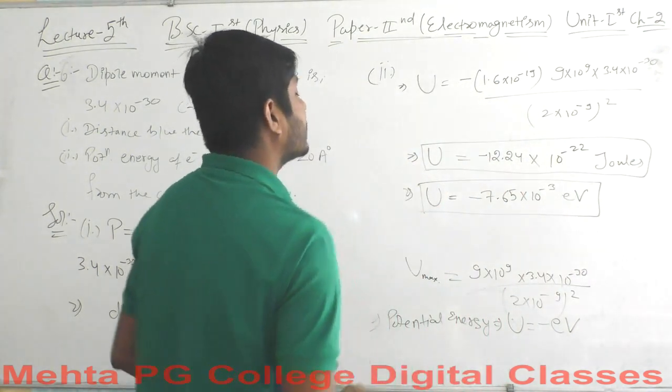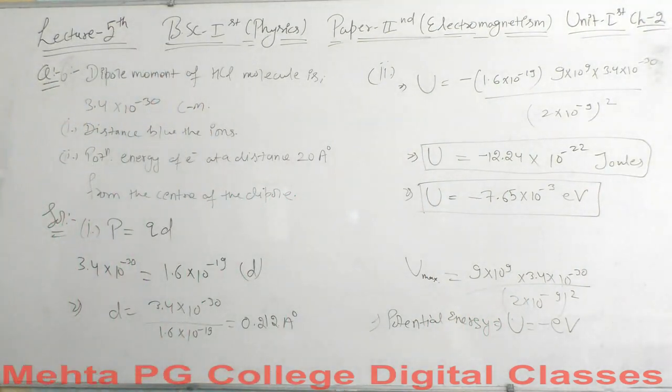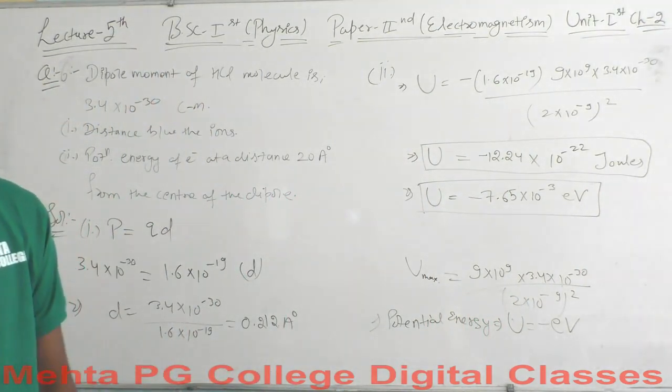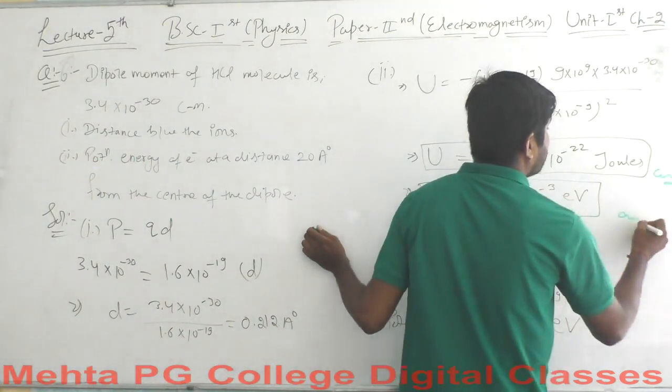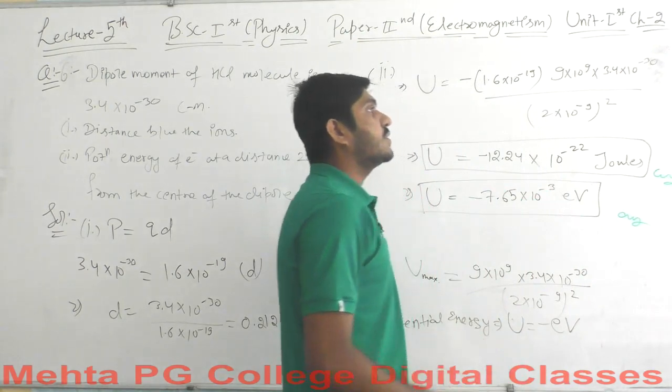So this is what we are subjected to calculate here. The value of U, we have got two different values. These are the answers here. You can get the answers of your choice.